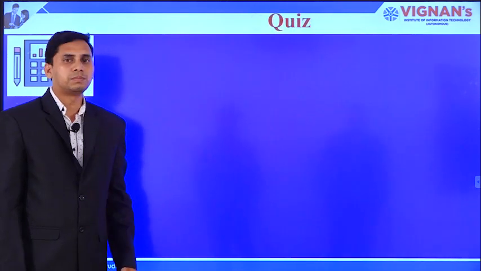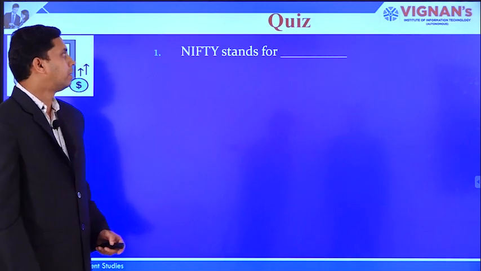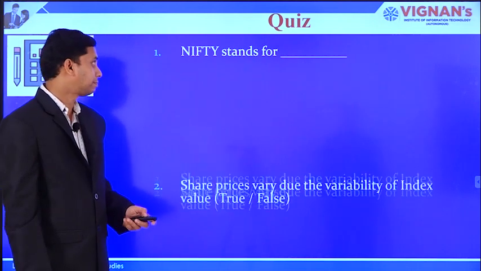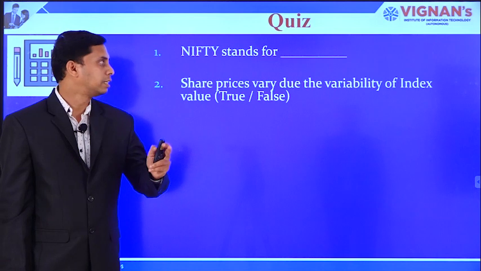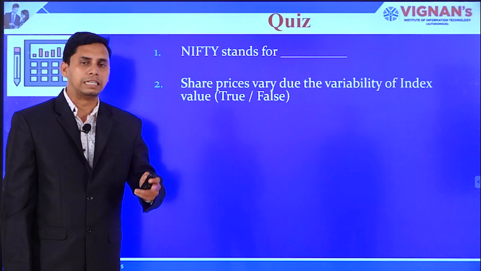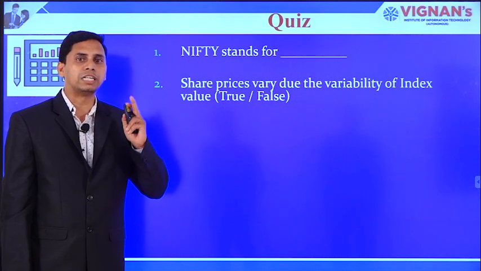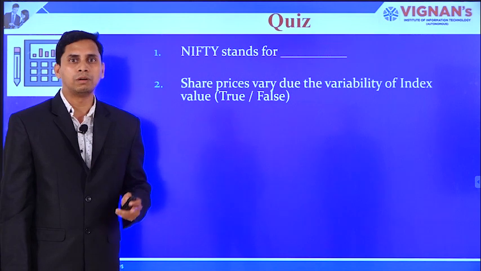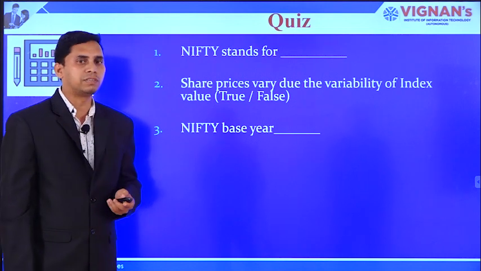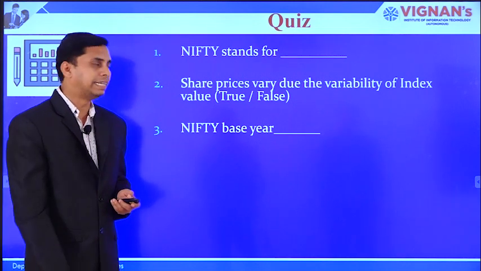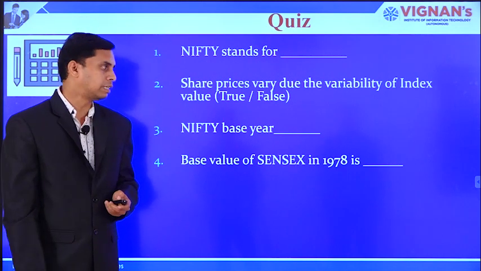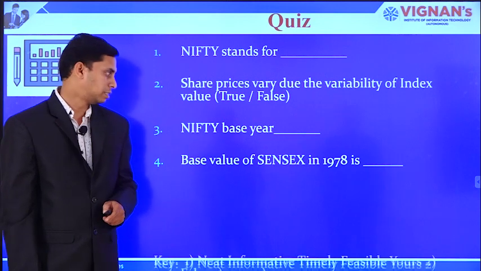Okay. Now, let us see a small quiz on this particular topic. What does Nifty stand for? Neat, informative, feasible, timely yours. Share prices vary due to the variability of index value. Do you think it is true or false? Yes, it is false, because the share prices will influence the index value, but the index will not influence the share prices. What is the base year for the Nifty? 1995 is the base year for Nifty. And what is the base value of Sensex in the year 1978? It is 100.